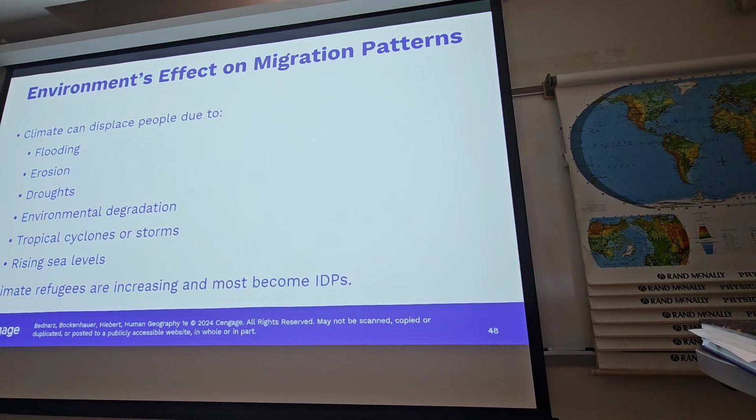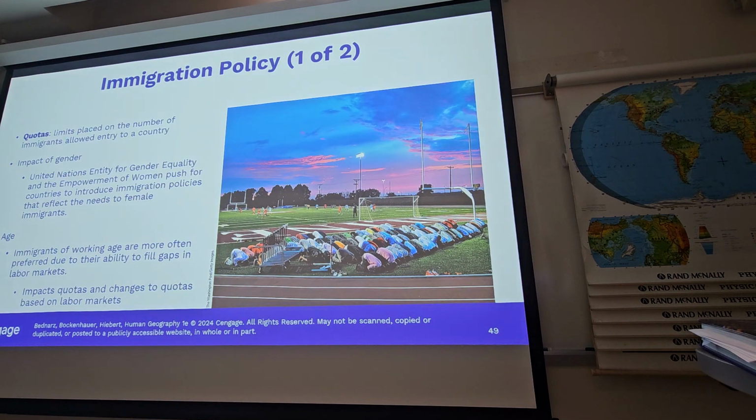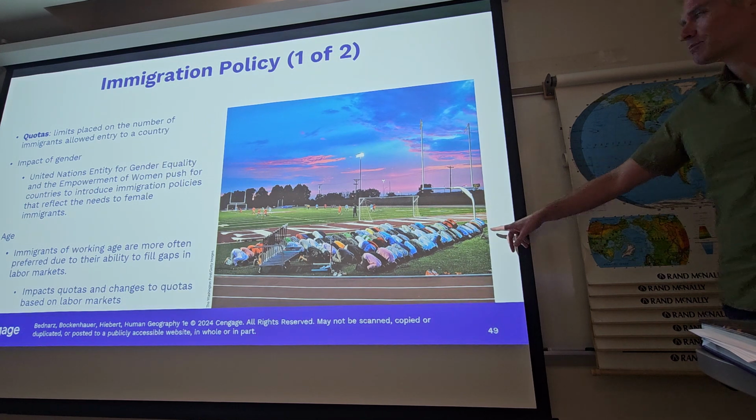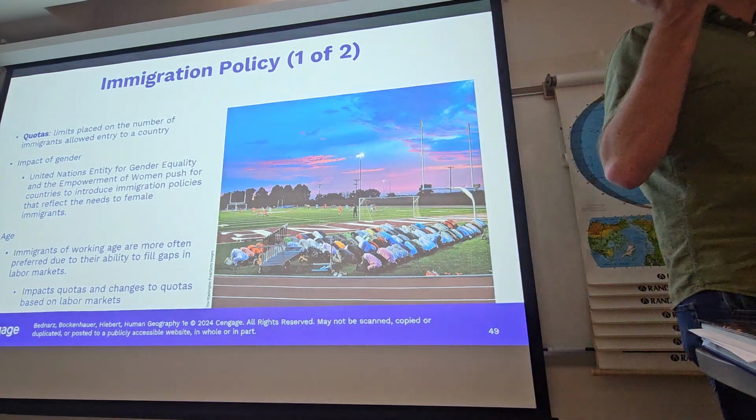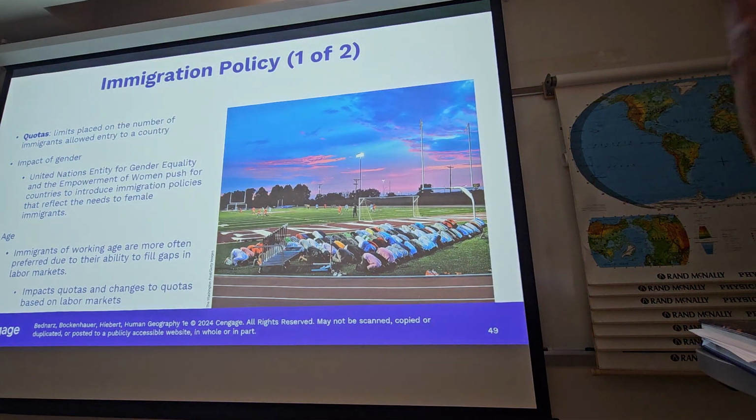Environmental effects on migration populations, well, various climate disasters. Don't need to go through the list of climate disasters. Oh, there is a picture in our book that says it's from St. Paul. I can't quite identify it, but it uses this picture as an example of our changing immigrant groups, right? This is a group of Somalis.